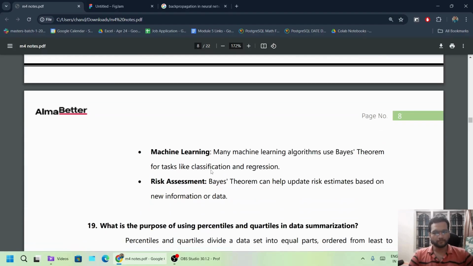Next, machine learning. In machine learning, there are many tasks like classification and regression to be done, and they also use this. Next is risk assessment. Financial institutions, or any institution of that type, will assess and estimate the risk when they get new information: what risk we are taking and how much risk we are bearing.